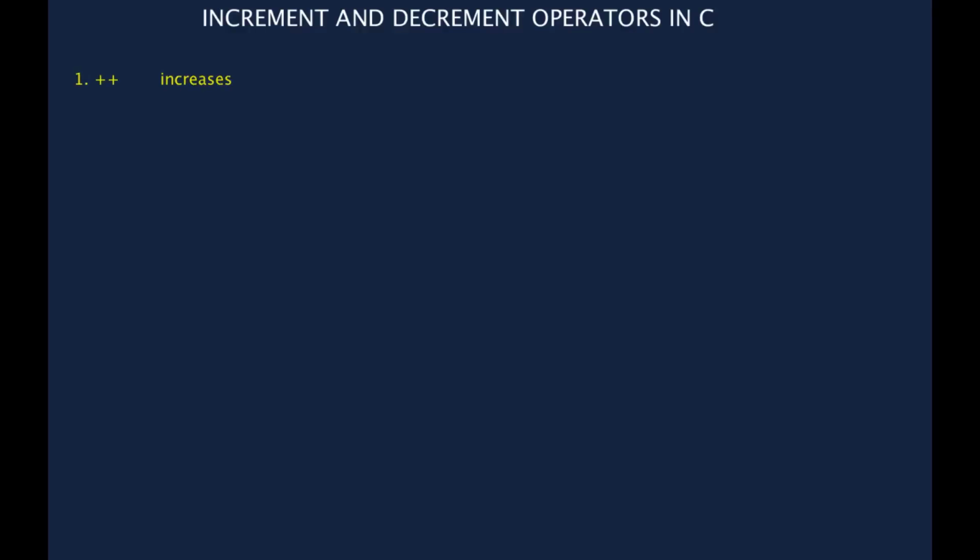First is double plus, which increases the value by 1. And second is double minus, which decreases the value by 1. And these operators are also called unary operators because they operate on only one operand.